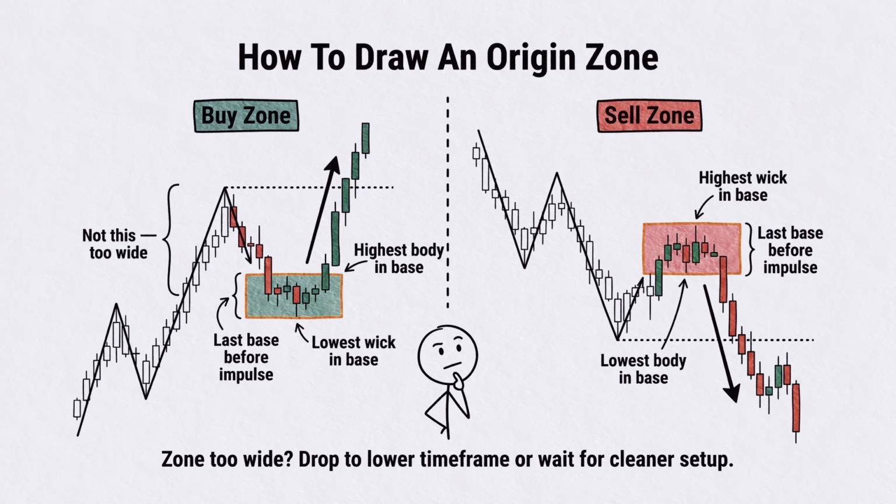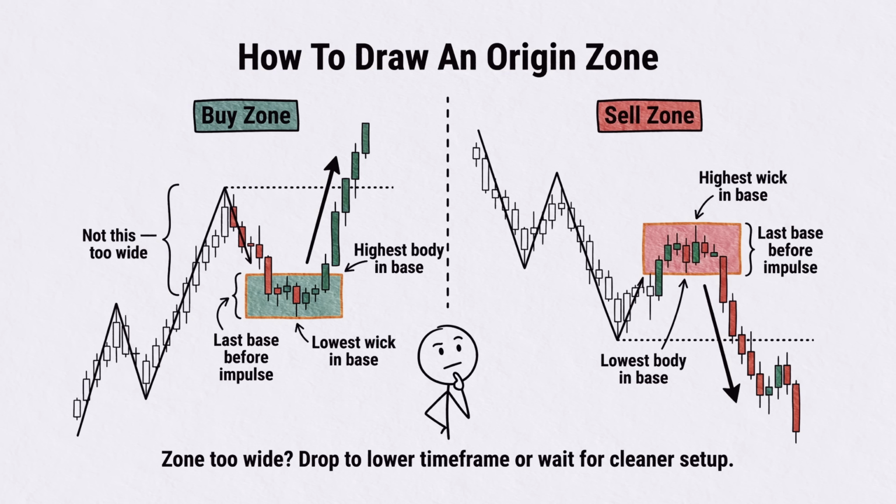Here is the practical drawing rule for origin zones. For a buy zone, look for the last small base or the last bearish candle before the bullish displacement that broke structure. A base is usually a few small or overlapping candles right before the strong move, not the entire pullback and not the whole rally.